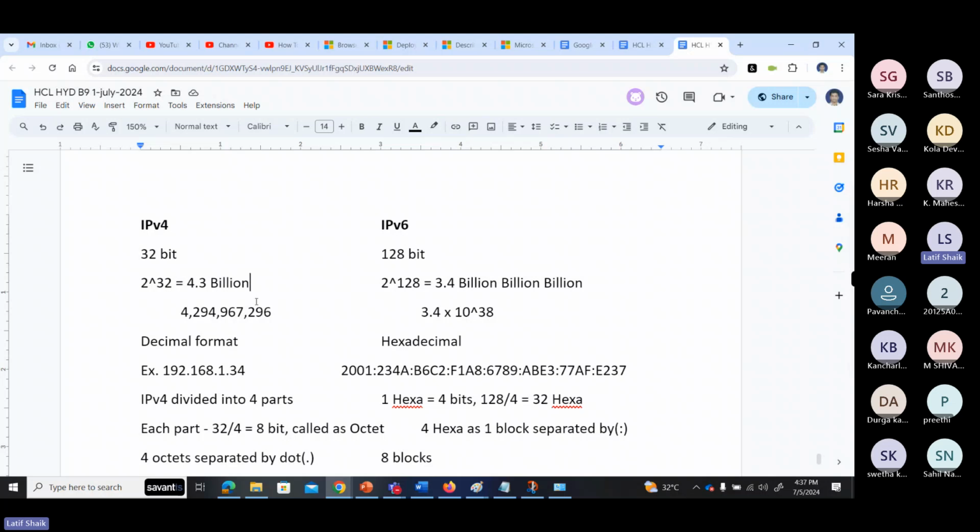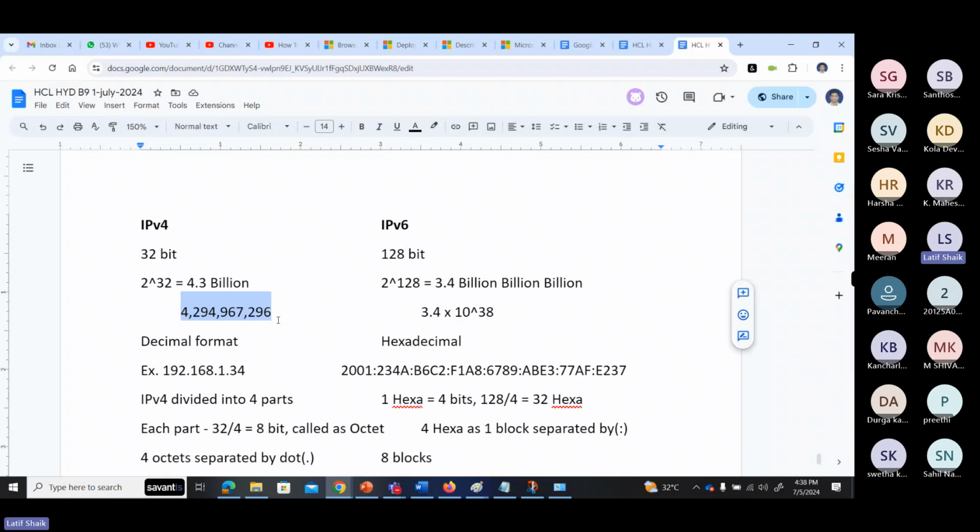IPv4, 2 to the power of 32, gives 4.3 billion IP addresses. This is how many IP addresses we are getting from IPv4. Total IPv4 addresses are 4.3 billion. Total IPv6 addresses are 3.4 decillion. That's the name, 3.4 decillion, so 3.4 times 10 to the power of 38. Those many IPv6 addresses are available.